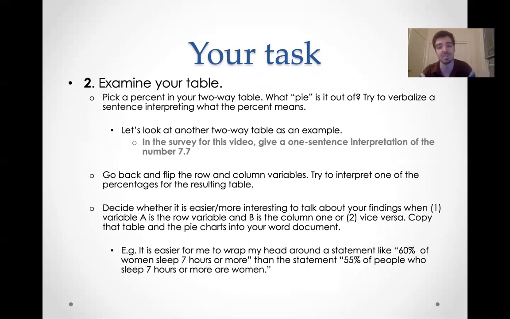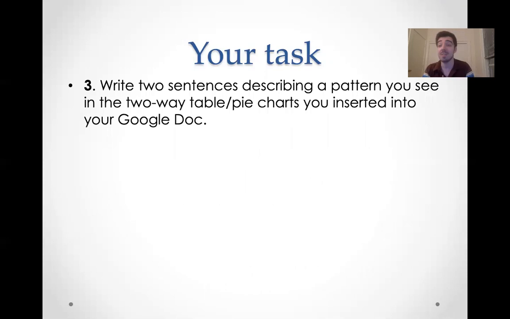For instance, if you have the variables sleeps for 7 hours and sex, then hearing 60% of women sleep 7 hours or more, for some reason that's easier for me to think about than 55% of people who sleep 7 hours or more are women. I don't know. For some reason, this one is just easier for me to compute. So pick a direction.